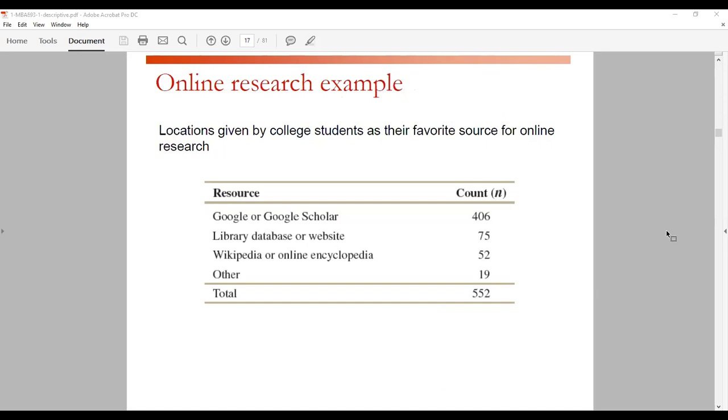Okay, so here we have an online research example where we have the resources on the left-hand side, the count. You'll recall from statistics, if you never had statistics, N is the number of cases in a data set. For instance, in this particular data set, the resources for Google or Google Scholar were 406 entries, whether it's in a table, Excel chart, and so forth. And the total entries in this particular data set, we will say, is 552.